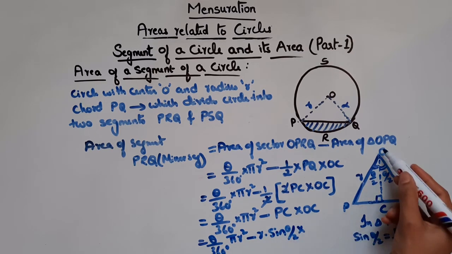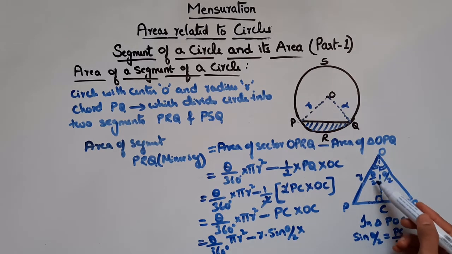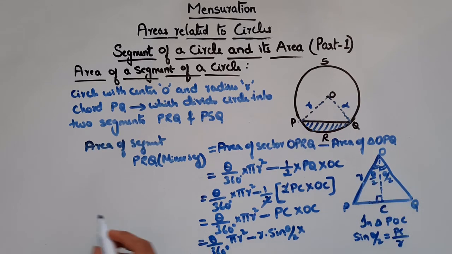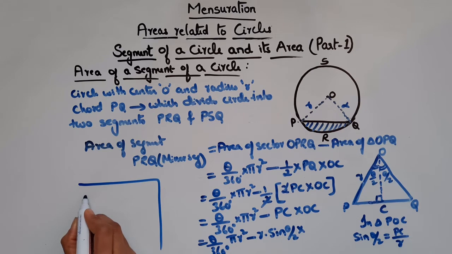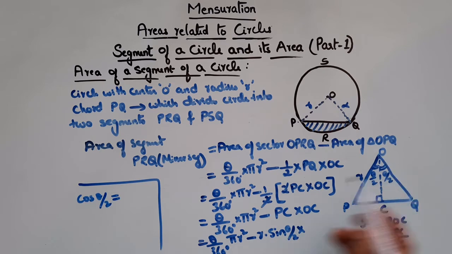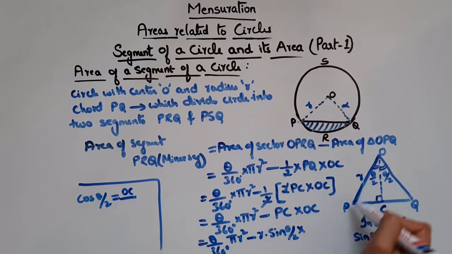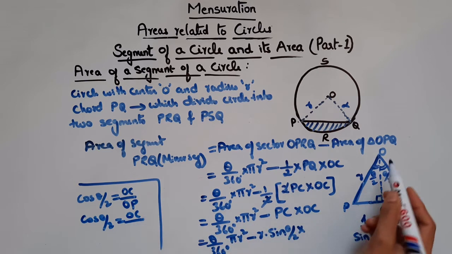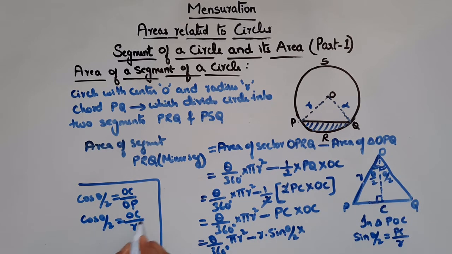Theta by 360 degree into pi r square minus R into sine theta by 2 into what is OC? OC, we want this side. So you can put cos theta by 2. Cos is nothing but adjacent by hypotenuse, right? So let me do here. So we have cos of theta by 2, which is equal to adjacent side is OC by hypotenuse here is OP. So cos of theta by 2 is equal to OC by OP. What is OP? R. So OC is nothing but R into cos of theta by 2, right? So you can replace OC by R cos theta by 2.